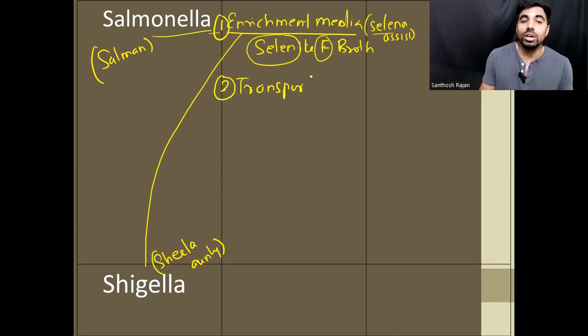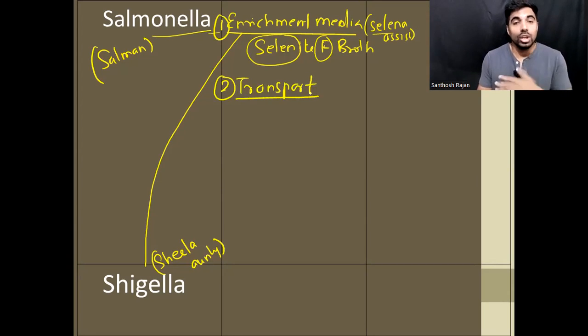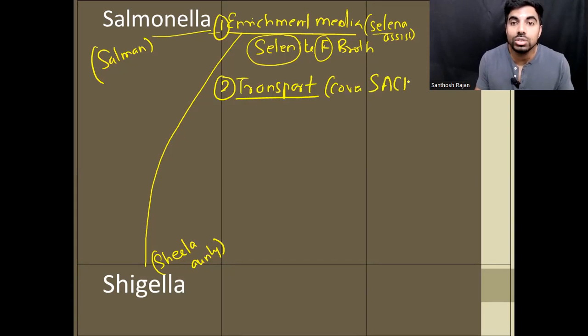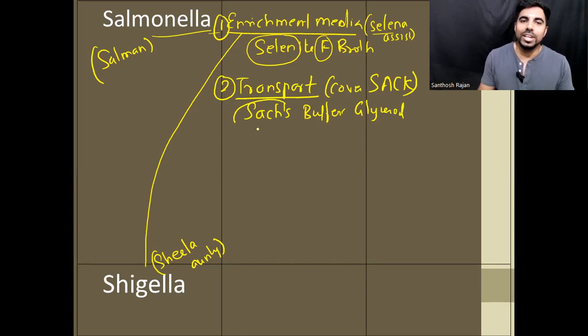For transport, both are big shots, big famous actors. So whenever you transport them, you have to cover them with what? A sack. Cover them with a good sack, otherwise everybody will jump on them, especially Katrina Kaif. So for both Shigella and Salmonella, what is the transport media? Sacks, buffered glycerol media. Selina is the assistant for enrichment, and the sack is for transport.